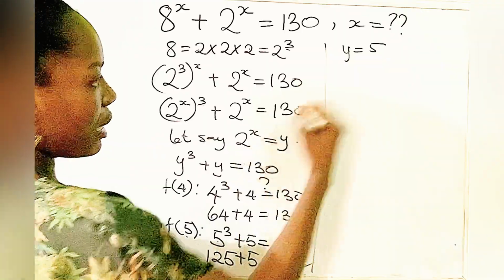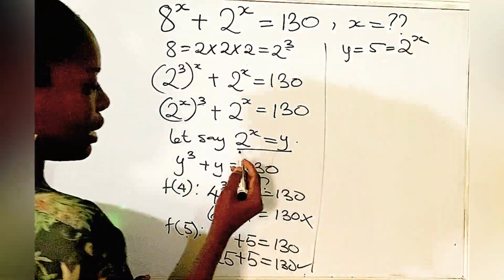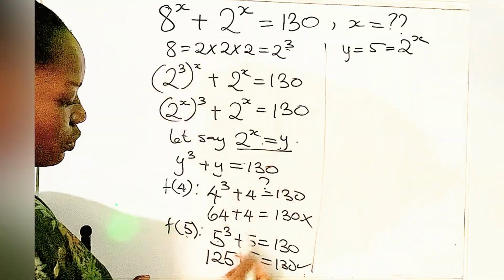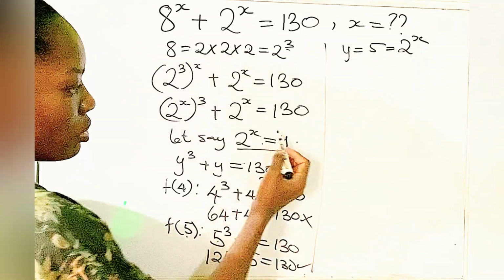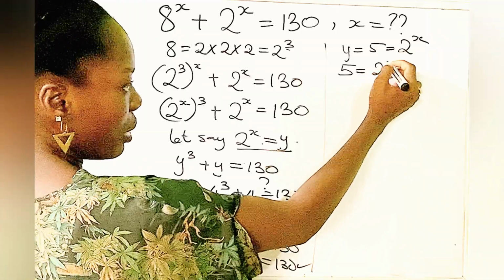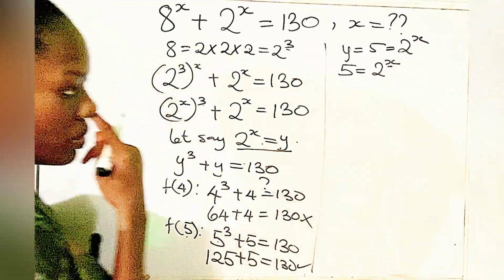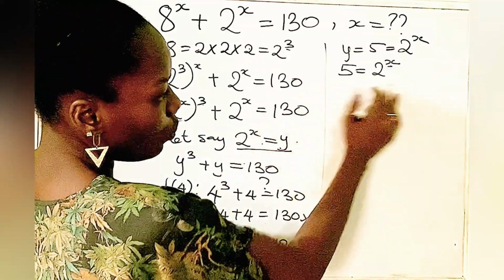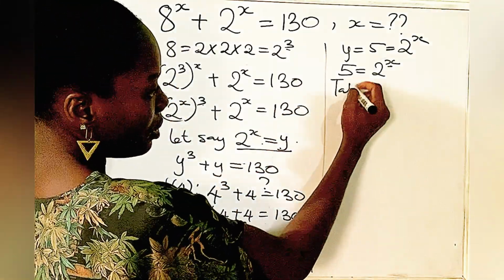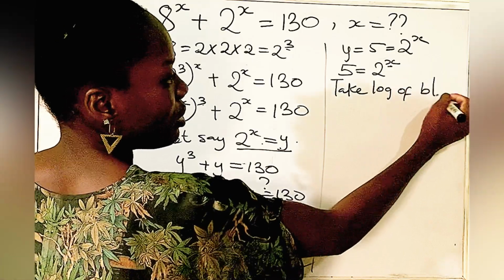So now if we say that y is equal to 5, so that means that what? This is equal to 2 to the power of x. We said here that let 2 to the power of x be equal to y, and we've gotten our y to be 5. So it means that 5 is equal to 2 to the power of x. And don't forget, we're trying to find the value of x in this equation. Okay. Now, we can do what? Take log of both sides.